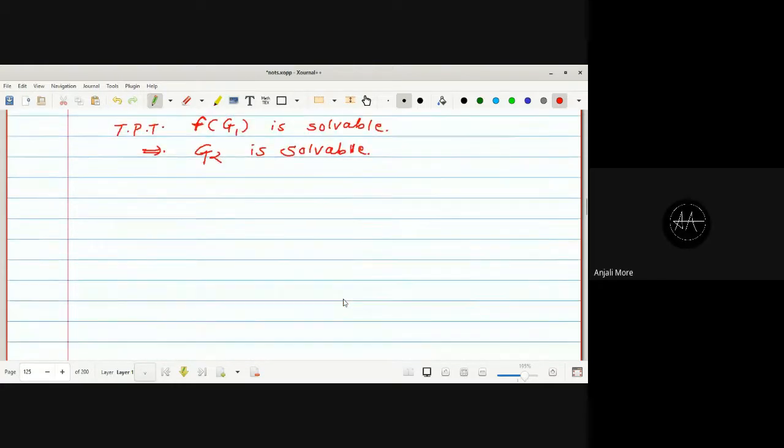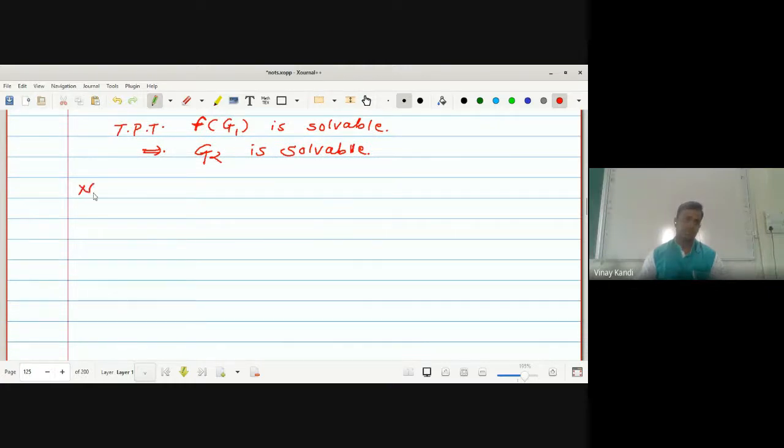Yes, sir. Now consider this U1 equal to a, b, a inverse, b inverse, such that a and b belong to G1.